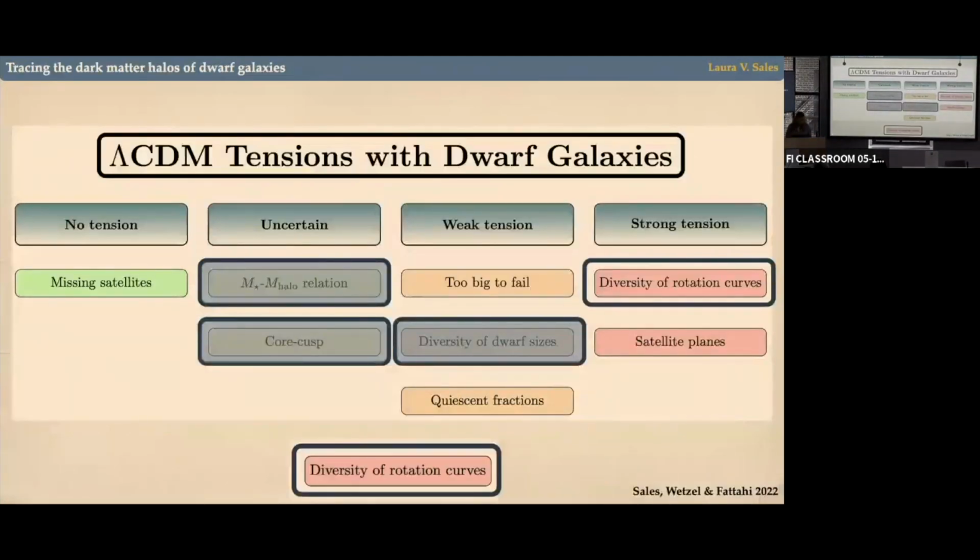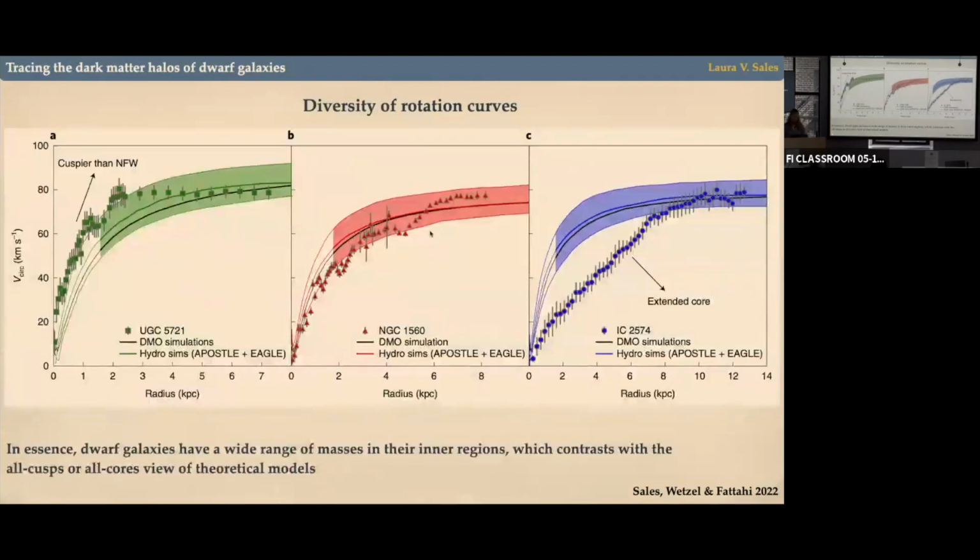I wanted to give some words on the diversity of rotation curves with a slight twist. This problem was originally proposed as the idea that if you look at dwarfs that rotate at a similar terminal speed, so the V flat is similar, the inner regions do things that are very different. It can be cuspier than an NFW profile. So the data, these are 3 particular examples, is shown in symbols with error bars, and what is expected of a normal NFW with some variance is shown by the colored or black curves.